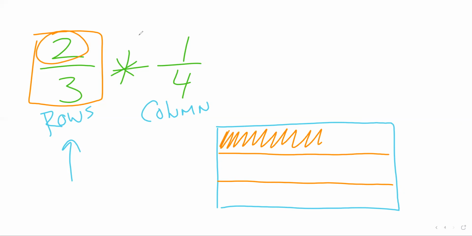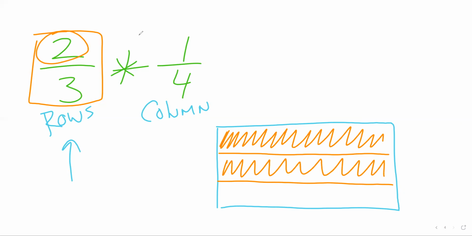So I'm going to go here and shade in 2 of my 3. Okay, so that's my rows, 2/3. Now I'm going to change colors so you can see this. I'm going to cut my column into 1/4. So I'm actually going to cut it into 4 pieces.